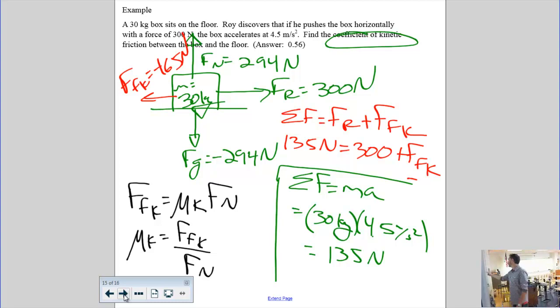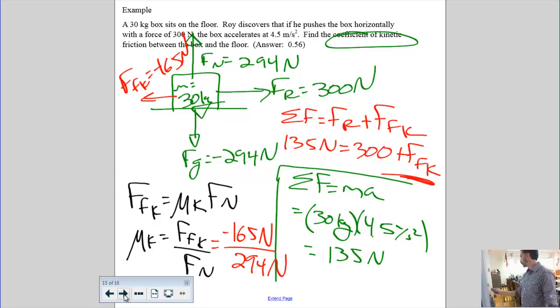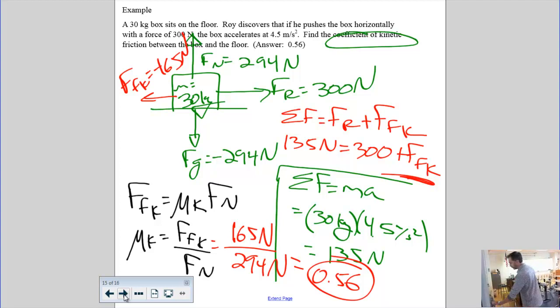All right, to make this add up over here. So I think we're just about done. Negative 165 is our kinetic friction. Normal force is 294 newtons. Oh, don't worry about the negatives here, because your coefficient of friction should not have a sign associated with it. And so whatever 165 over 294 is, it looks like it's 0.56, and there's your answer. All right, that is that.